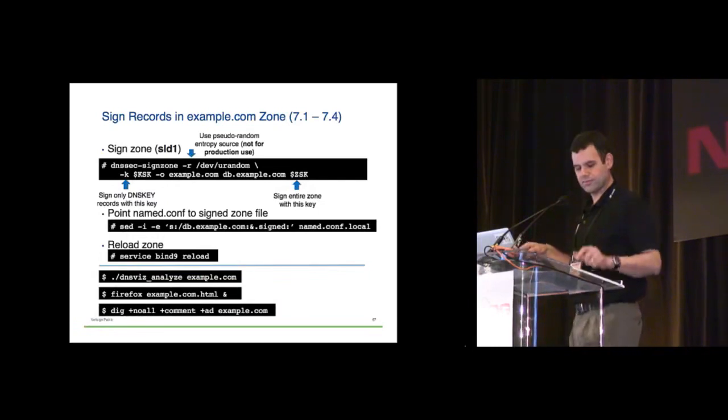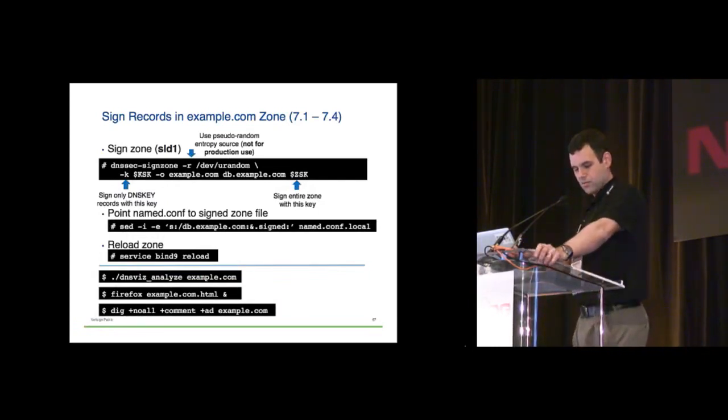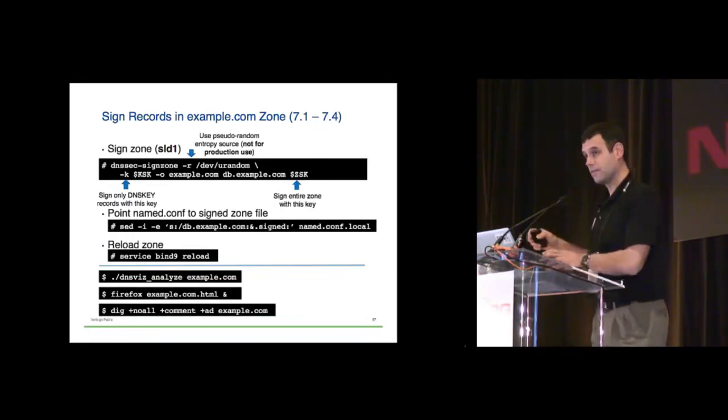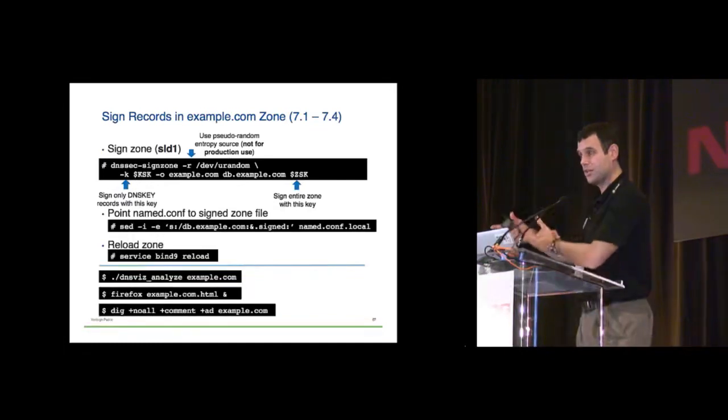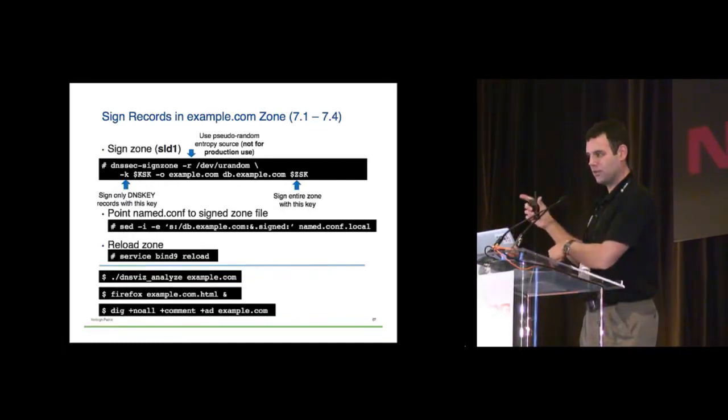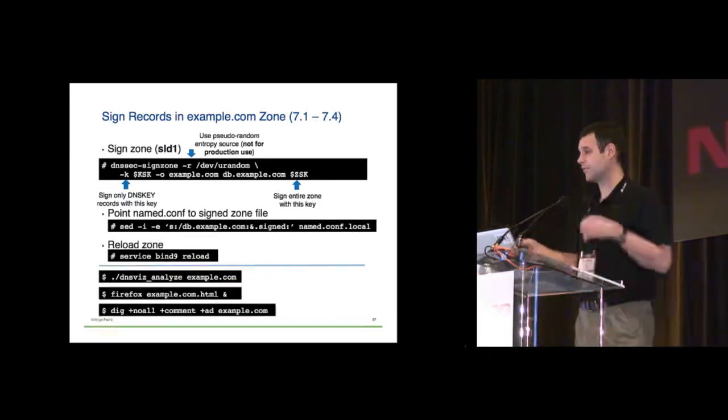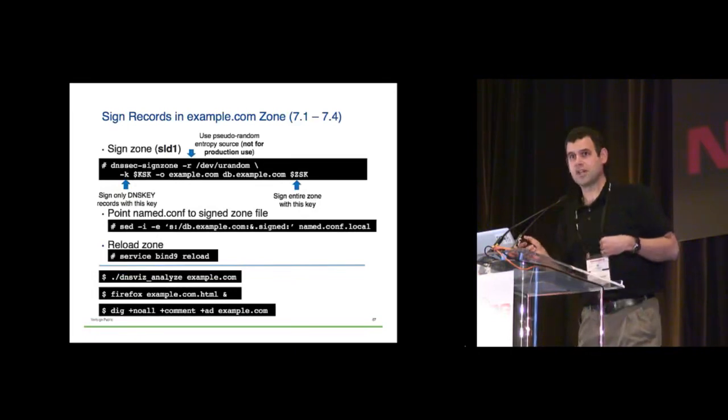So 7.1 is essentially just signing your zone, and it's creating a file. It's not overriding your existing zone file, it's creating a new one. 7.2 is a simple little one-liner to change your named.conf file to point to the new signed file. That's all that's doing. And then finally, we need to reload it so that the running daemon knows that you've given it a new zone file. So those are those three steps. Paste those in, run those commands. Anyone need extra time with those three?